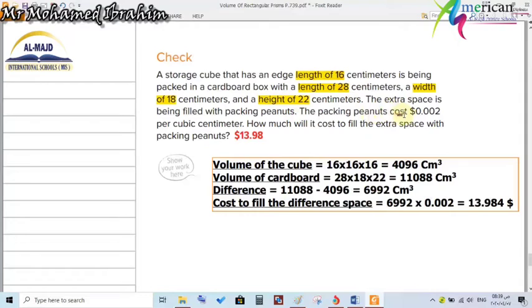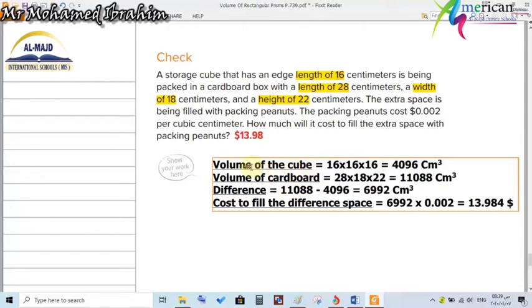The packing peanuts cost $0.002 per cubic centimeter. How much will it cost to fill the extra space with packing peanuts? Let's discuss the solution. We have a cube. This cube, we will put it in the cardboard box. The cardboard box is similar to the rectangular prism.